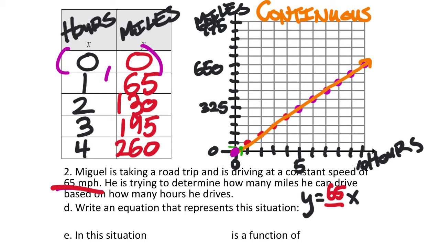And since this can be written in slope-intercept form, we could write it as a function. F of x equals now 65x. And then is this situation a function? Yeah, we would say that miles is a function of hours.